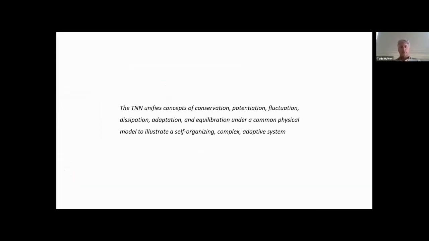Okay, so the key thing that I want to get across here, and this is still a work in progress, is I think that this model can unify some ideas of conservation, potentiation, fluctuation, dissipation, adaptation, and equilibration in a common physical model and illustrate a self-organizing, complex, adaptive system. And I think this could be a great tool for many of us to inject our ideas about how we think things organize and see if they actually happen in a simple model.